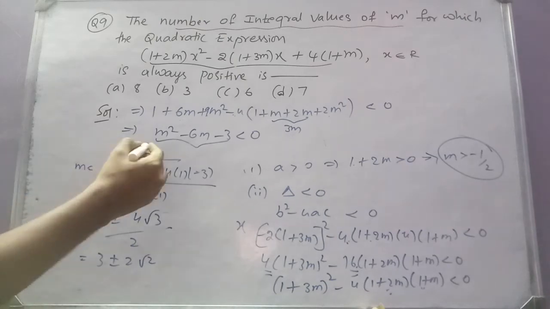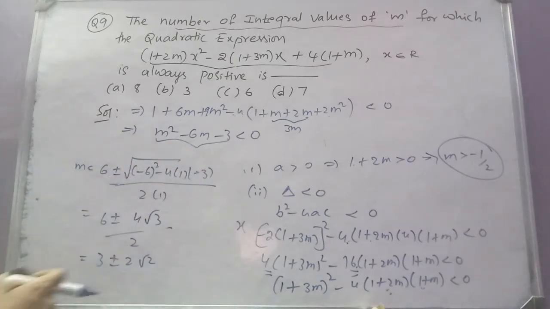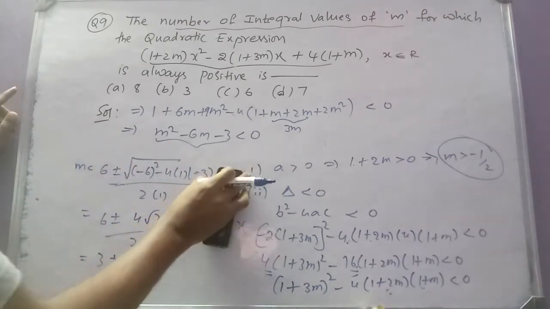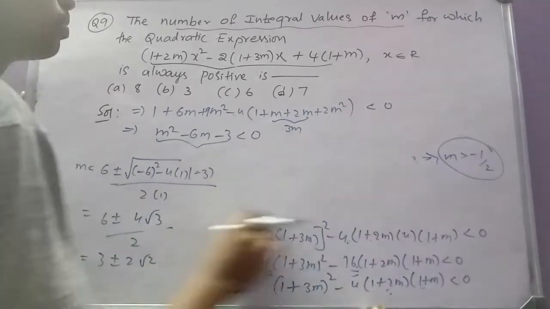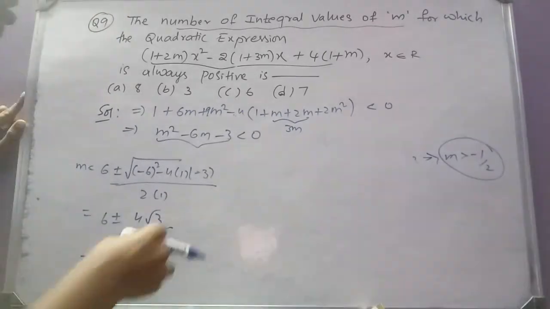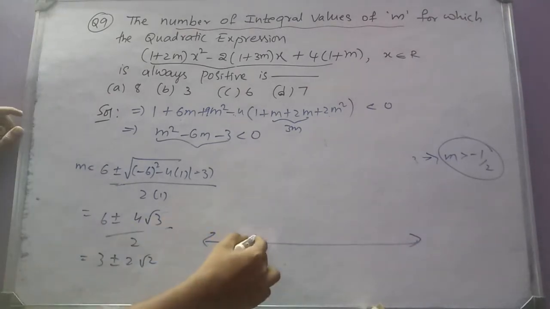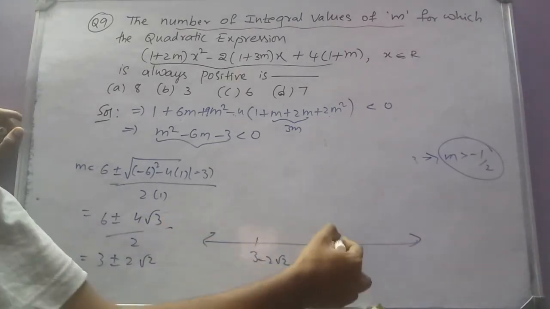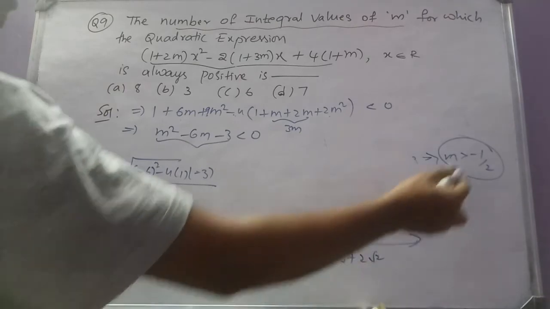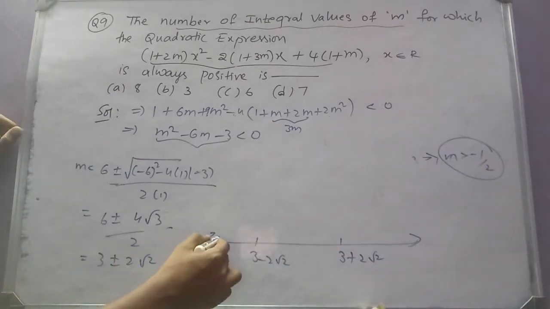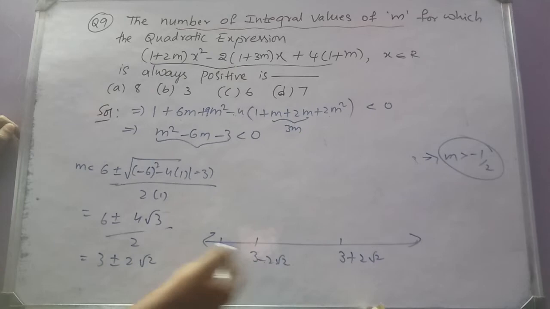No need of writing that, let us directly go to the interval form. So I am erasing, dear students. Take the first root 3 minus 2 root 3, the second root 3 plus 2 root 3, and where does this minus 1 by 2 come? Minus 1 by 2 is coming somewhere here, because 3 minus 2 root 3, what is the value of it approximately?